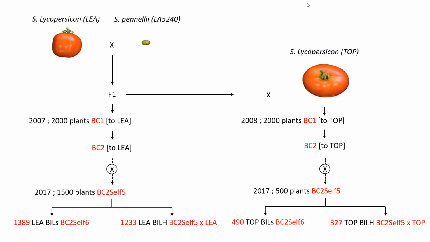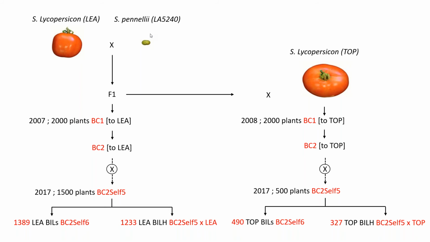So in 2007, we started to develop a new population with a new, unexplored wild species from a Pennellii accession. It's called LA5240. Its genome was published in Cell in 2017. What's different about this wild species from LA716 is that it's fully self-compatible. It produces a lot of seeds, so it's a real advantage in a wild species.